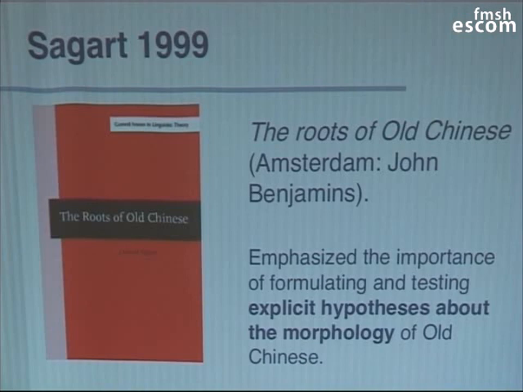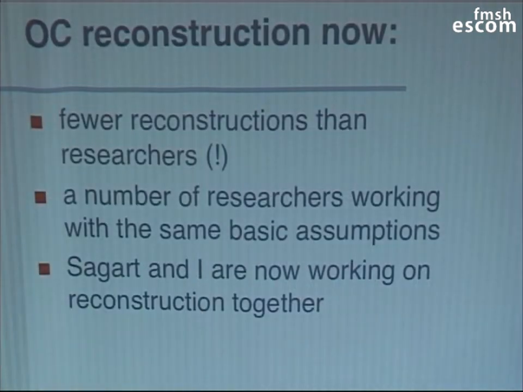And then life moved on. I spent some time here working. Actually, Laurent and I published a joint paper on Chinese word formation in 1998. His 1999 book had probably already been finished by then, right? Yeah. But it came out in 1999, and the characteristic of this book, too, was to emphasize the importance of formulating and testing explicit hypotheses about the morphology of Old Chinese. And that was something that I had not done sufficiently in my book.